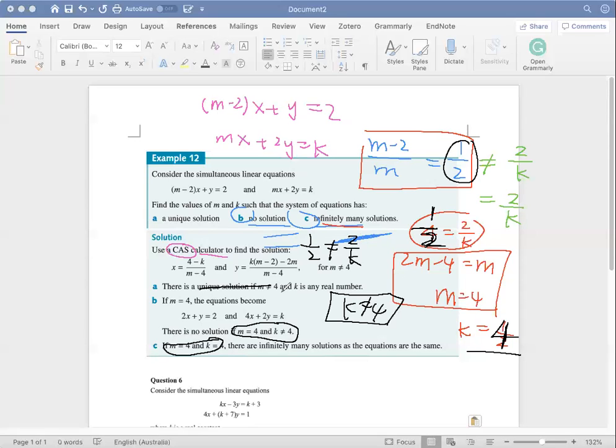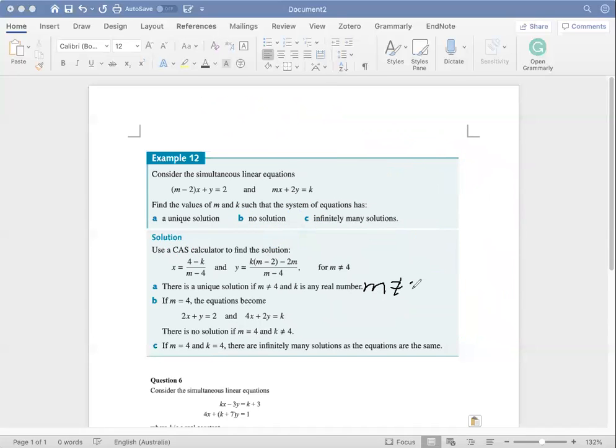Then for the unique solution, it's pretty straightforward. We just need to make sure these two lines are non-parallel, which means m cannot equal 4. We don't really care about the k values, because once m is not equal to 4, these two lines can never be parallel, which means they always have one intersection. And a different k just gives a different intersection point. That's why I want you to know this method and apply it in your exercises and final exam.